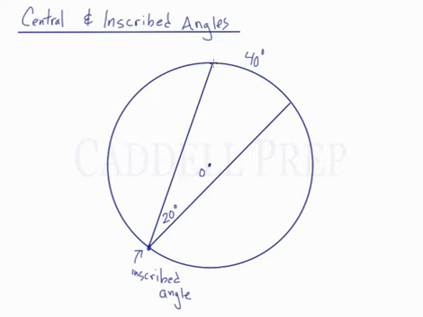So for example, we could have the angle in a different location. This angle is inscribed because the vertex is on the circle, and it intercepts this arc, so this would also be 20 degrees. And if we drew it over here, the measure of this angle would also be 20 degrees because it intercepts this 40 degree arc.